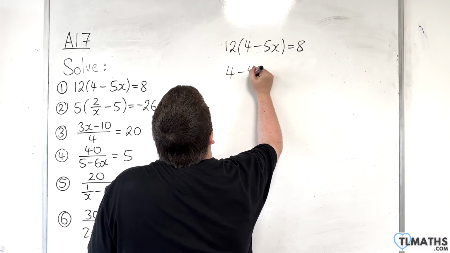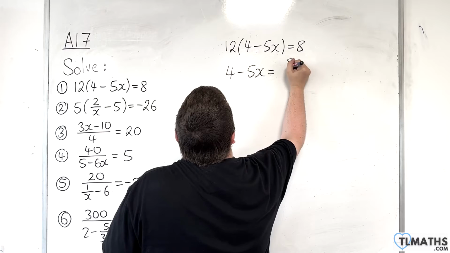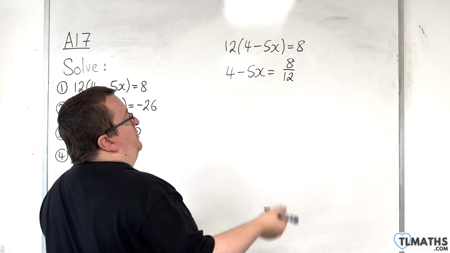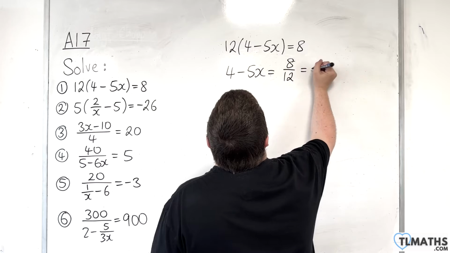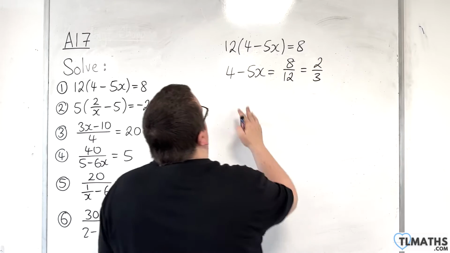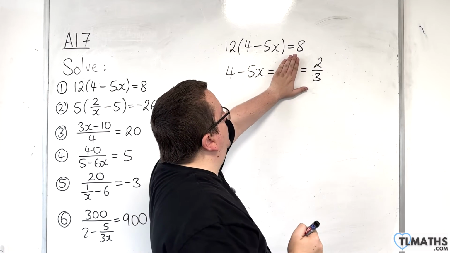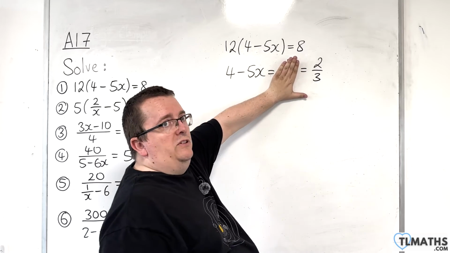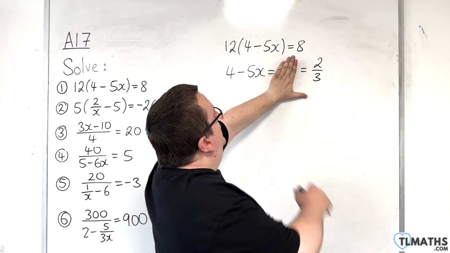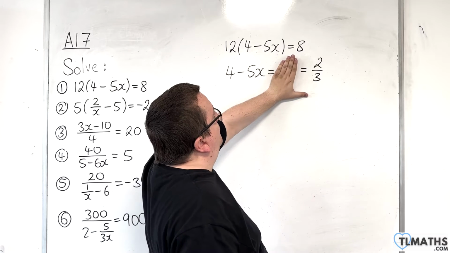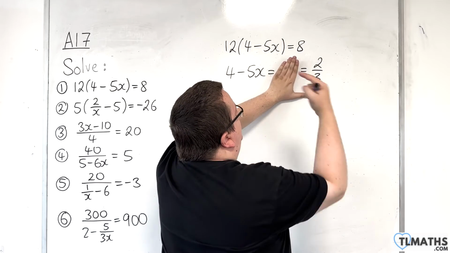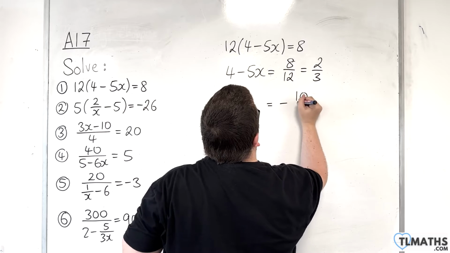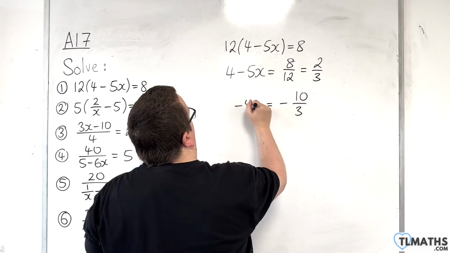So 4 take away 5x is equal to 8 over 12. Now 8 over 12 can be simplified, divide top and bottom by 4, and you're going to get 2/3. So we've got 4 take away 5x is equal to 2/3. Then we've got this 4 to deal with, so we subtract 4 from both sides. 4 is 12/3, so 2/3 take away 12/3 would be minus 10/3.